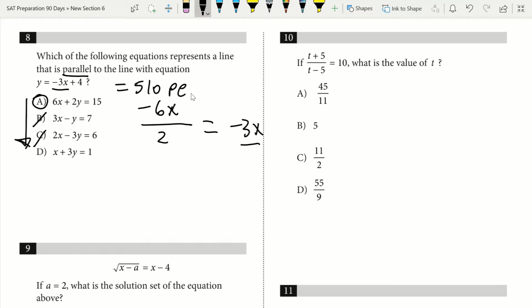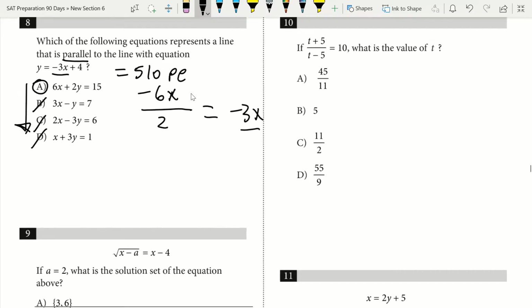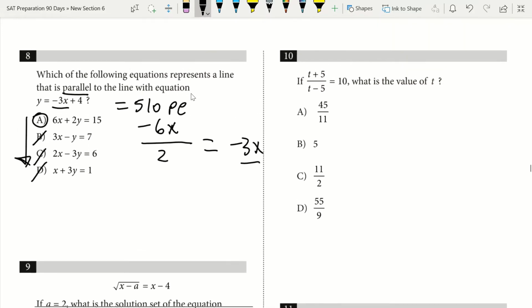So now I don't even have to do B, C, and D. And if you come up with the right answer and it's A, don't check B, C, and D. It'll slow you down. Go ahead and move on to the next question because you don't want to waste time checking answers if you already have the correct answer. So our answer there will be A. So that takes us through 1 through 8 of the math no calculator section.